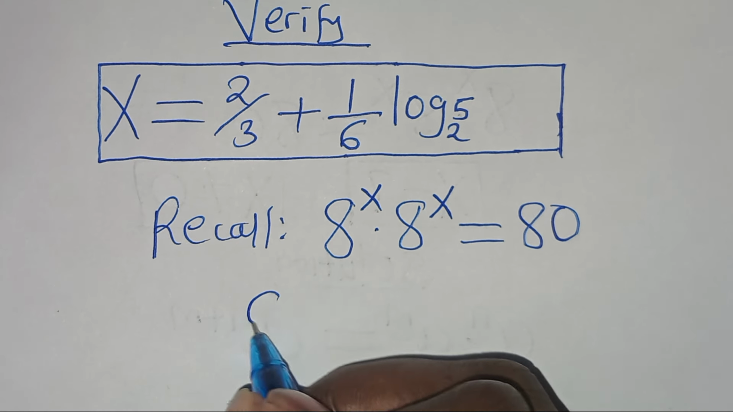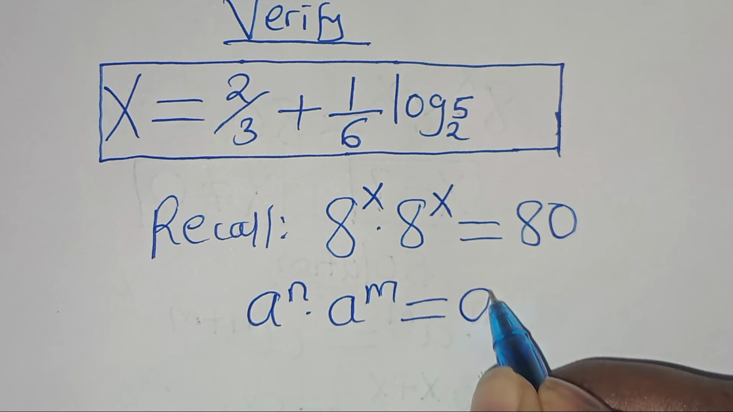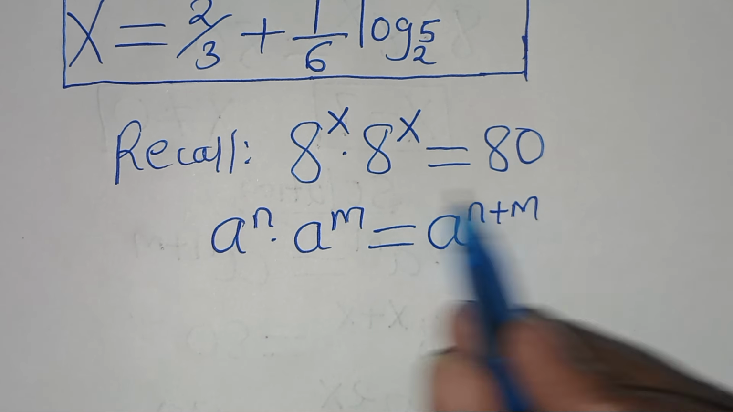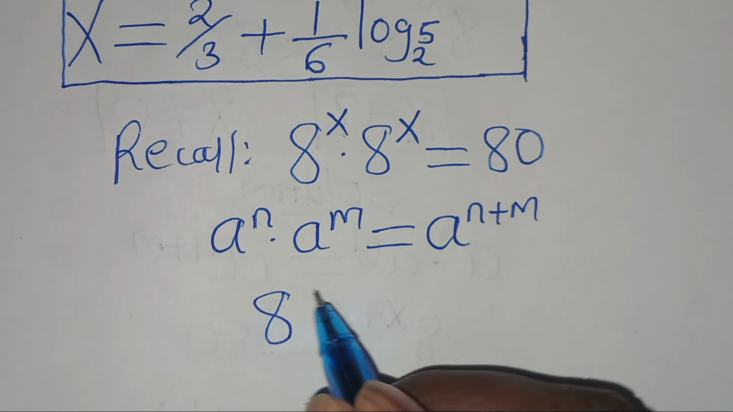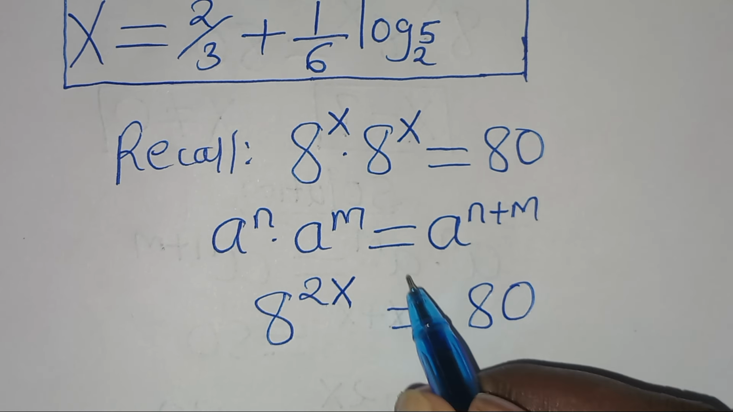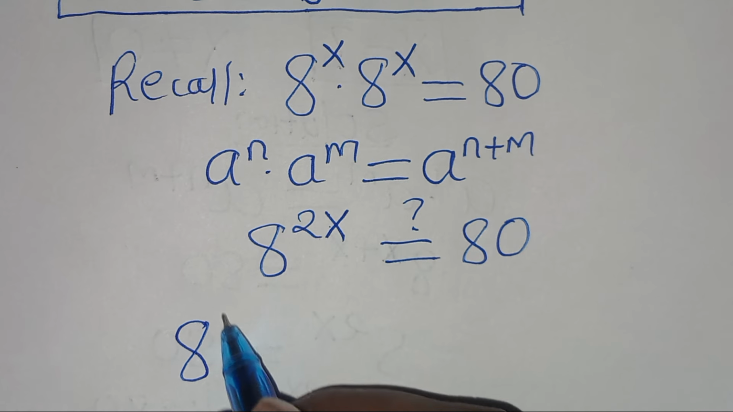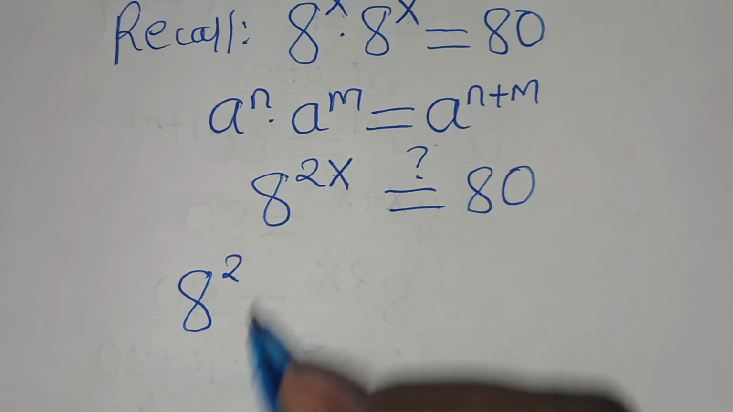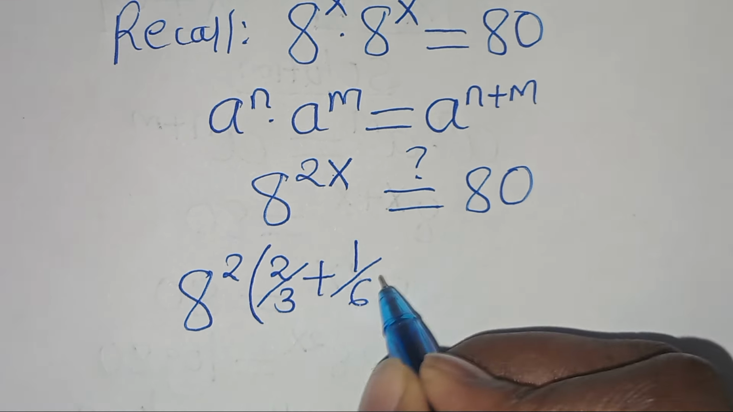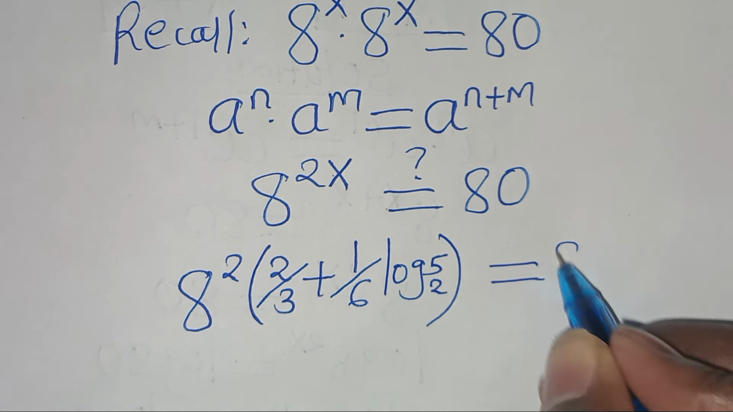This is in the form of a to the power of n times a to the power of m, which we can express as a to the power of n plus m. So applying this exponent property, then we have 8 to the power of 2x from here. This is supposed to give us a value of 80. So let's substitute x so that we have 8 to the power of 2 into the parentheses, we have 2 over 3 plus 1 over 6 log 5 to base 2. This should give us a value of 80.